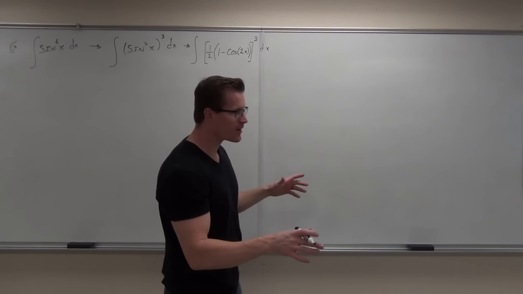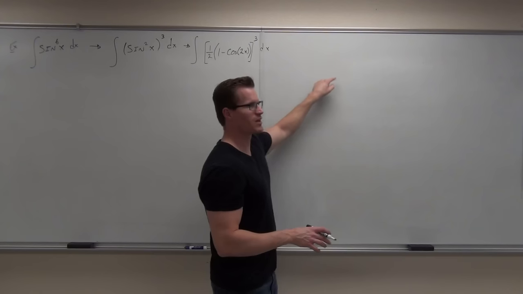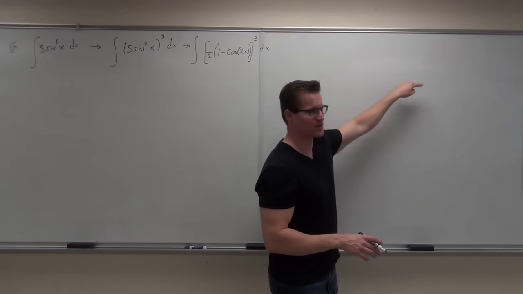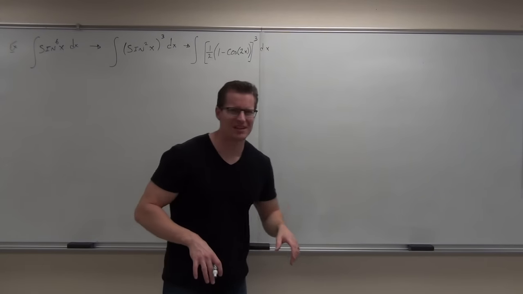So on your own right now, off to the side, do 1 minus cosine 2x times 1 minus cosine 2x times 1 minus cosine 2x. You're going to have to distribute that. I'll let you do that for a bit. I'm going to write on the board here.